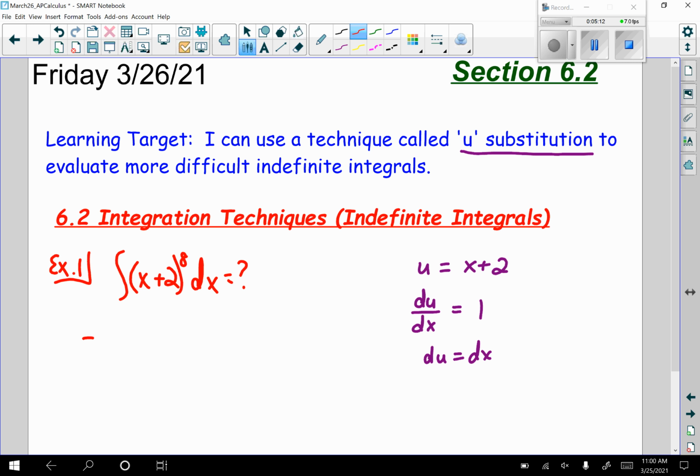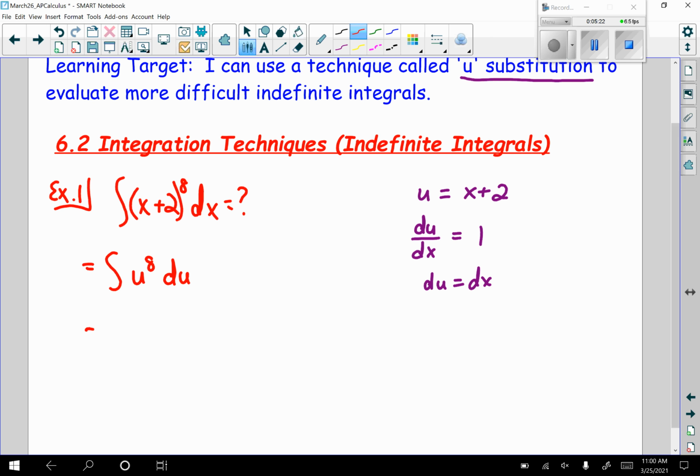So now we substitute. So now this becomes u to the 8th instead of the quantity to the 8th, and dx just gets replaced with du. And now I can take the antiderivative of this. This will give me u to the 9th over 9 plus c. But we can't leave u in our final answer, so we just bring back what we let u equal to begin with. So now this is the quantity x plus 2 to the 9th over 9 plus c.